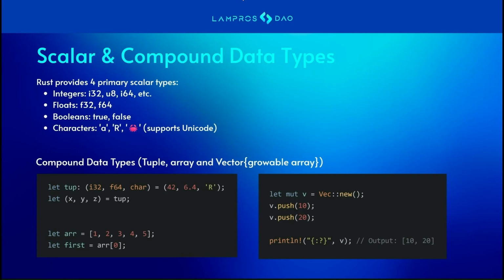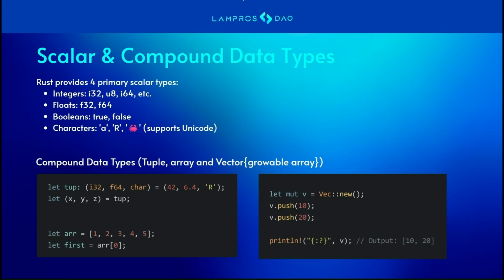Okay, so float stands for decimal point numbers, like F32 and F64. If we have a decimal number like 6.5 or 6.8, that kind of number can be used with floats. Booleans have true or false values, characters hold Unicode characters, and then come compound data types. Compound data types are tuple, array, and vectors.